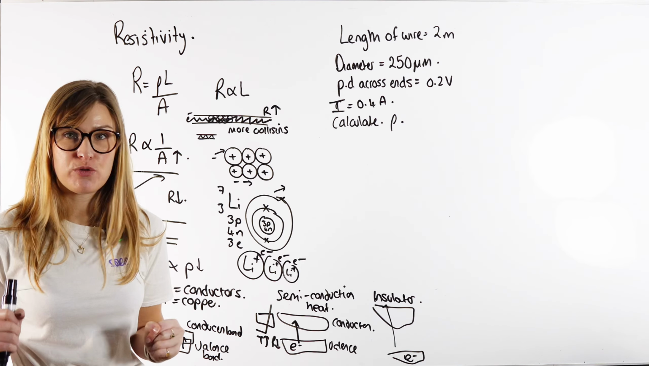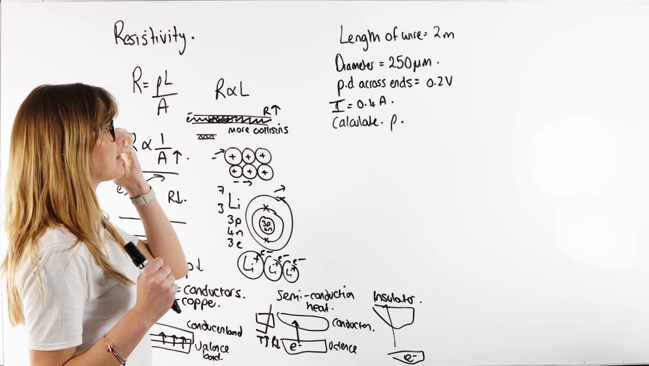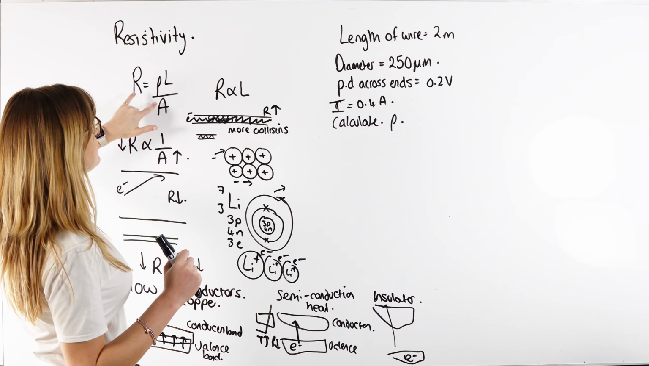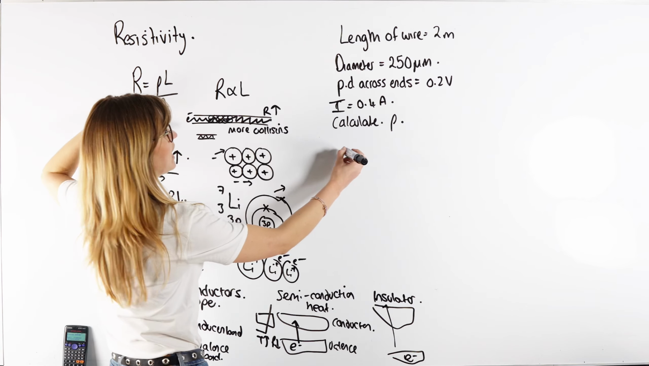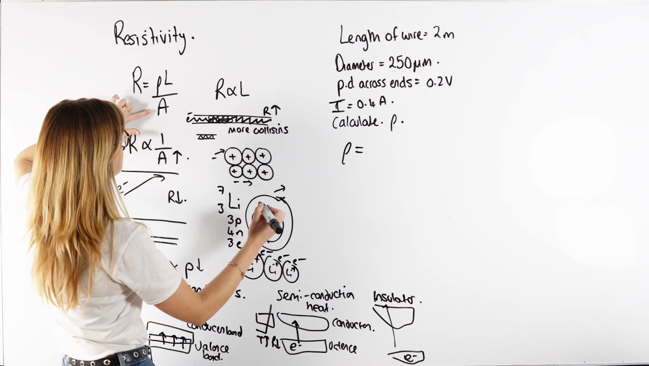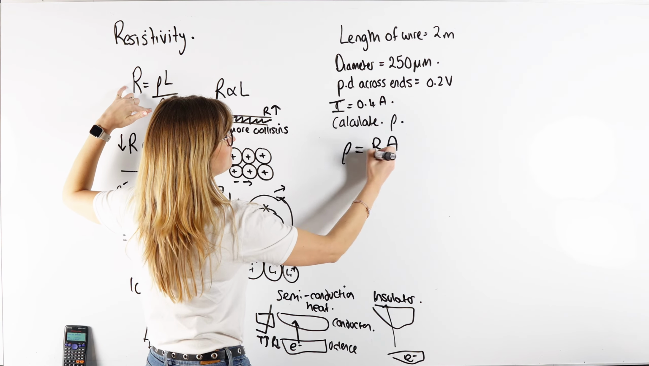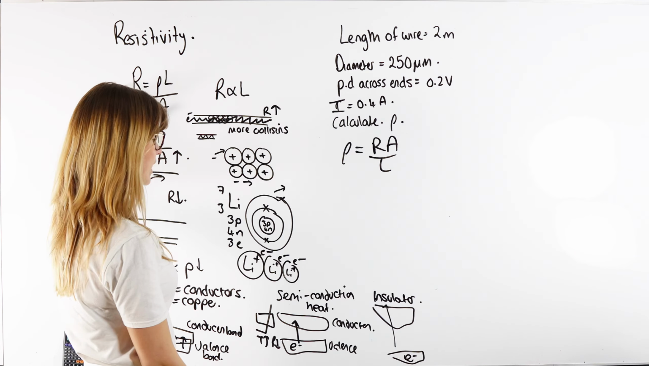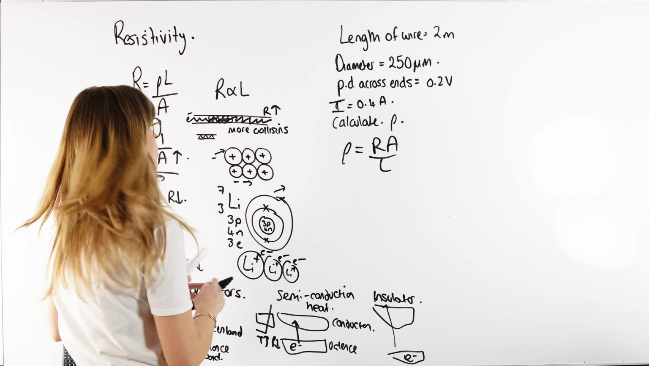Okay, so now we know about resistivity. We're going to think about how to calculate resistivity now. If I want to calculate the resistivity, we can just rearrange this equation. To calculate resistivity, we're going to do resistance times area divided by the length. Now I have to see what I have in my equation.